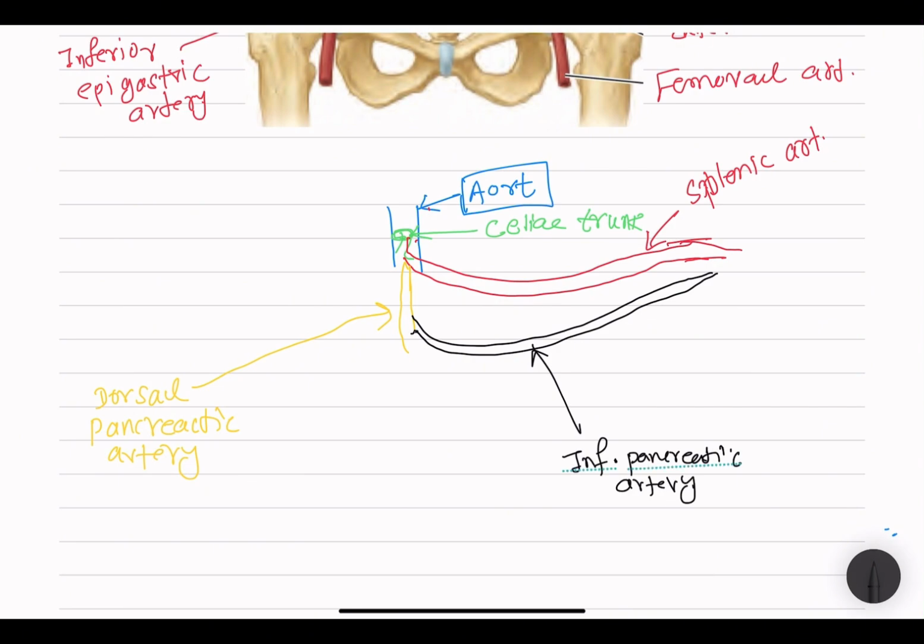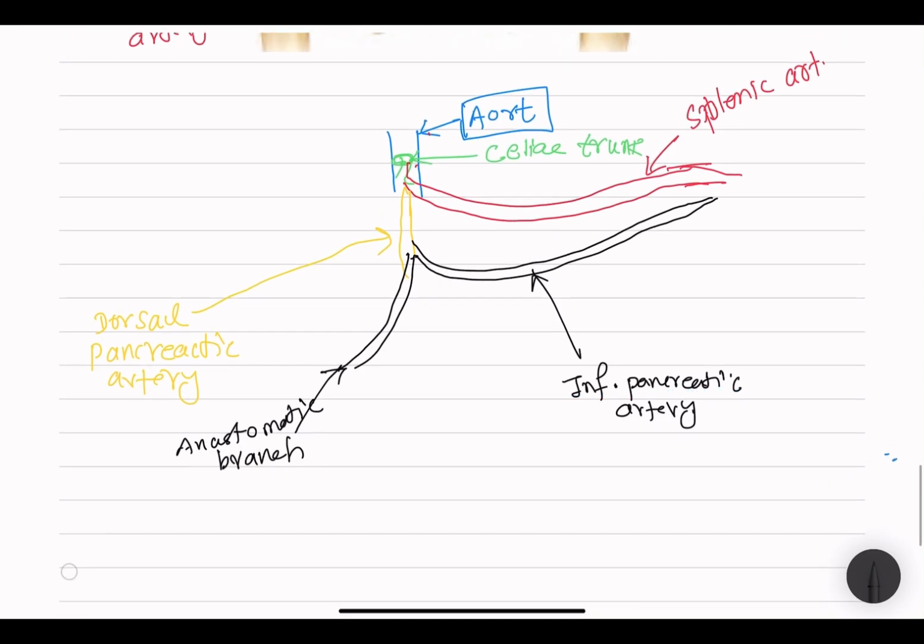And just from here, from the dorsal pancreatic artery, we can also see another branch coming, known as the anastomotic branch, which goes below and joins the gastroduodenal artery, and it anastomoses with the gastroduodenal artery.